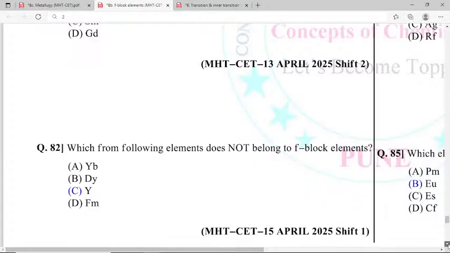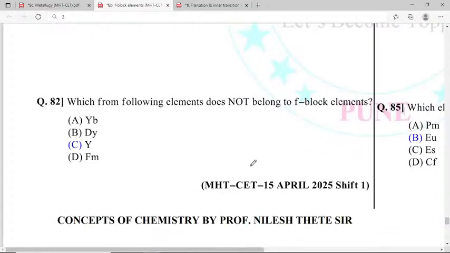Exception to lanthanoids. Which of the following elements does not belong to the F block? Yttrium. It is a D block element. Ytterbium, dysprosium, fermium, the remaining are F block elements.